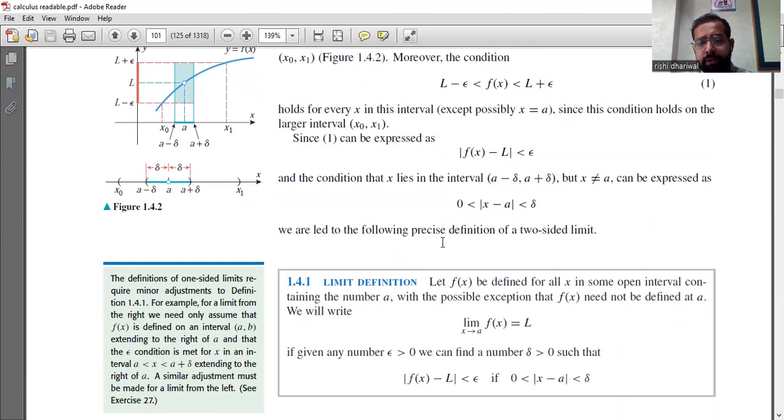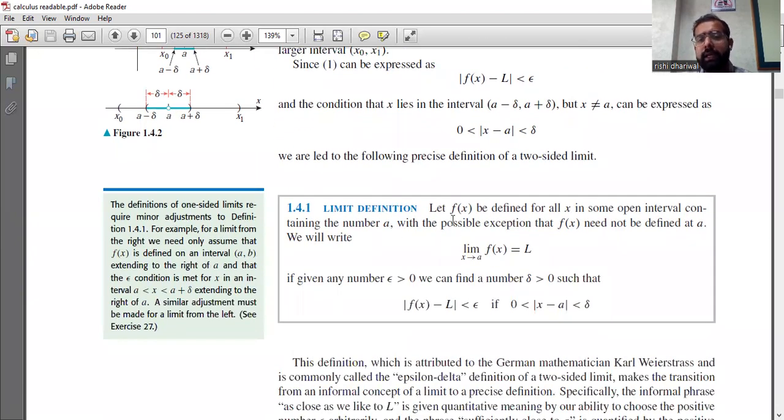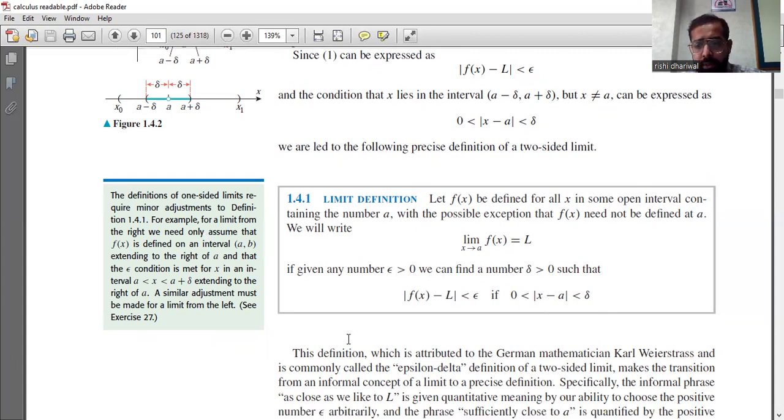From these two equations, we can define the limit. Let f(x) be defined for all x in some open interval containing the number A, with the possible exception that f(x) need not be defined at A. We can write it as limit as x approaches A of f(x) is equal to L if for any given number epsilon greater than 0, we can find a delta such that the modulus of f(x) minus L is less than epsilon if 0 is less than the modulus of x minus A, which is less than delta.